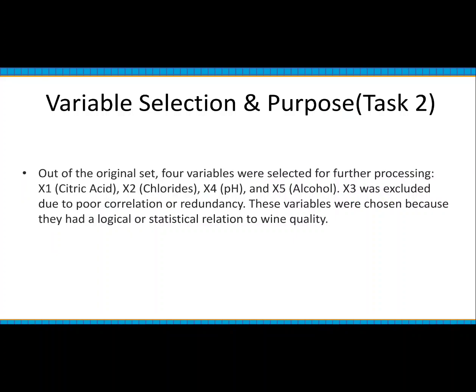Coming to task 2, here we select 4 variables. I chose x1, x2, x4, x5: citric acid, chlorides, pH, alcohol. x3 was excluded due to poor correlation or redundancy. These variables were chosen because they had a logical or statistical relation to wine quality.